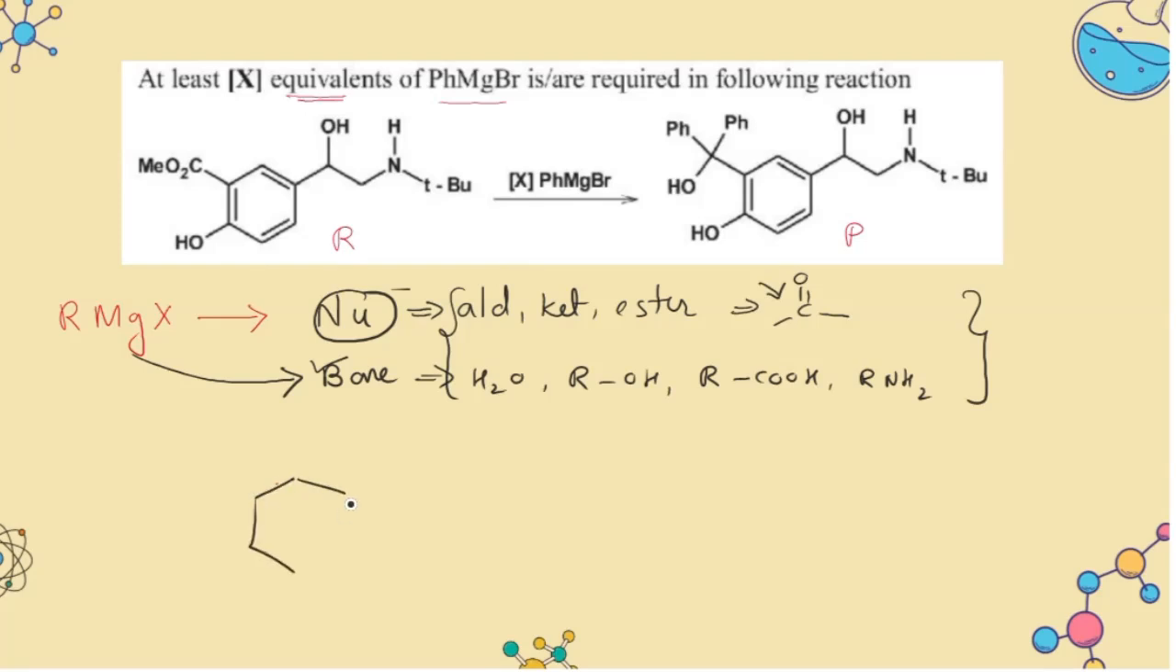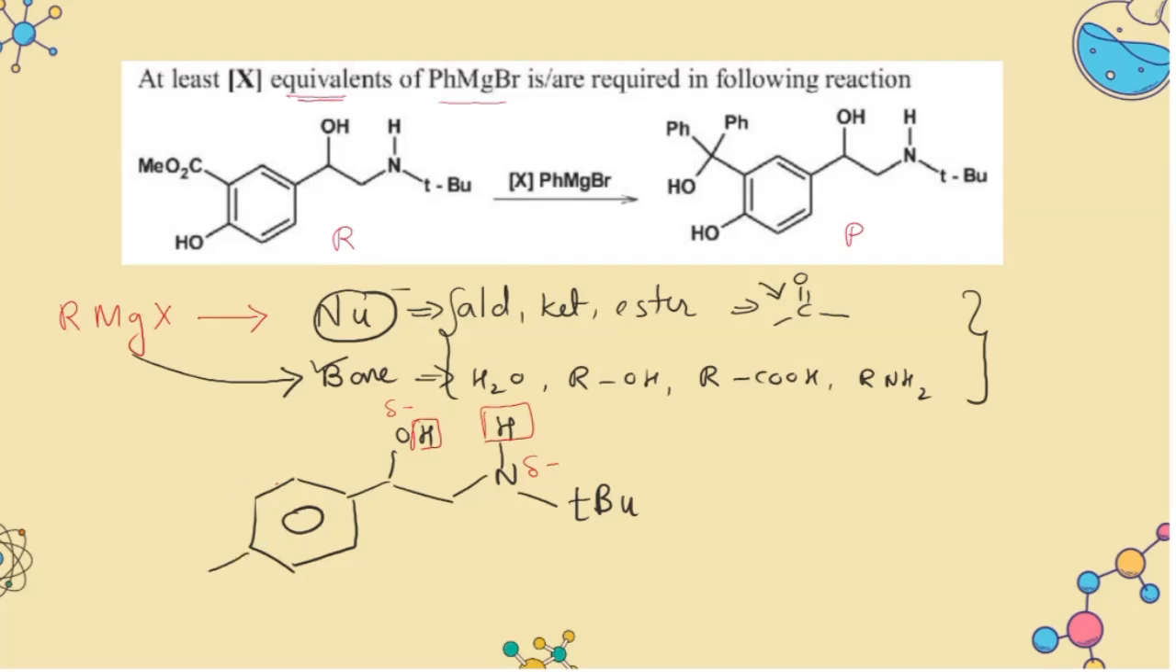Let's analyze that first. So, we have an alcohol here. There is an OH, and then there is NH because this is a secondary amine. The nitrogen is attached to a tertiary butyl group and then there is an R group, but still we have a hydrogen here. So this is acidic because nitrogen is electronegative, and the OH is acidic because oxygen is electronegative.